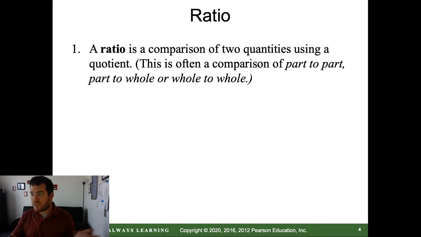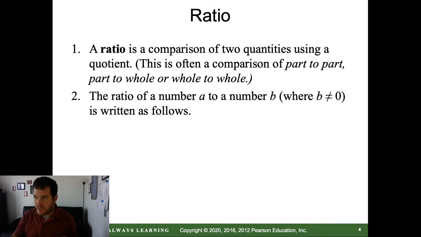So anyway, what is a ratio? A ratio is a comparison of two quantities using a quotient. Often we compare parts to parts, parts to whole, or wholes to wholes, and I'll explain that as we move along.